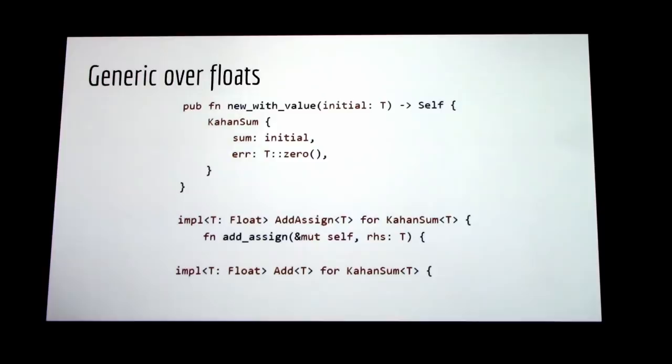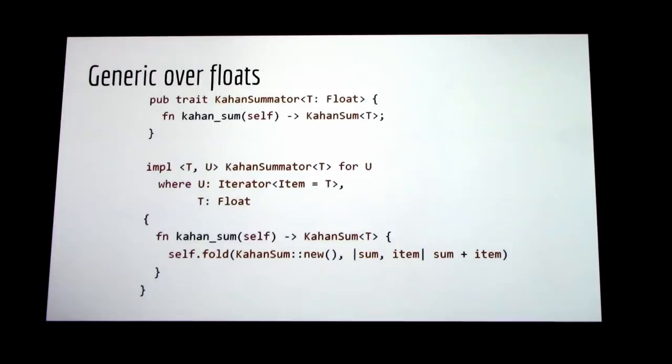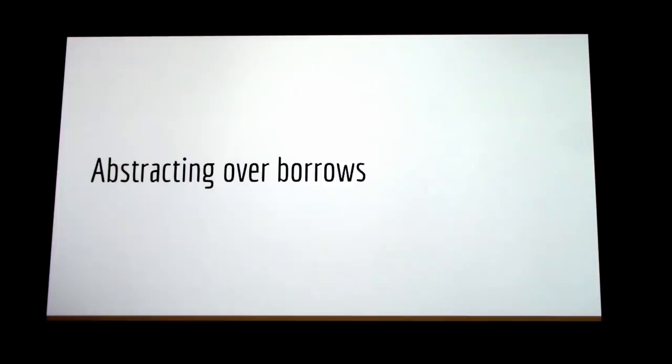When it comes to our summation trait, things get a little trickier. We have to have two type bounds for the implementation. One to say that our type has to be an iterator, and then another to say that the type that it's iterating over has to be Float. But we still need an owned f32 or f64, whatever type. We can't work over references yet. And we could just create multiple implementations of that, just copy and paste the code, where Item is T or Item is &T, etc.